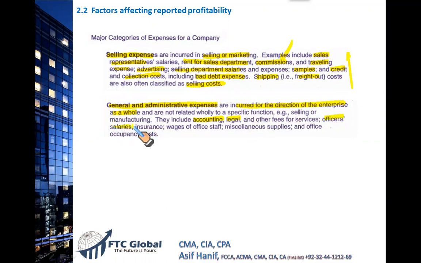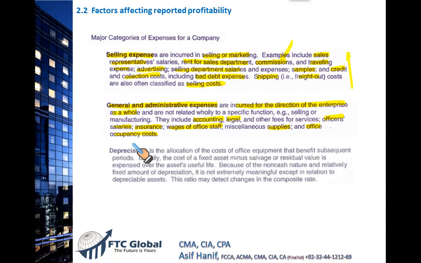When you say officers' salaries, you're talking about the chief executive officer, chief operating officer, chief investment officer, chief accounting officer, insurance of your head office facilities, wages to the head office staff, supplies used in the head office, and of course the office occupancy cost. If the head office building is on rent, you will find rent here. If it is owned, then you will find the depreciation of the head office building, and of course depreciation of the office equipment used in the head office as well.